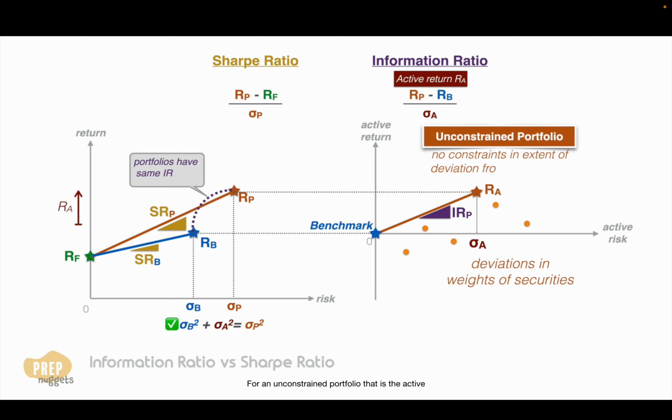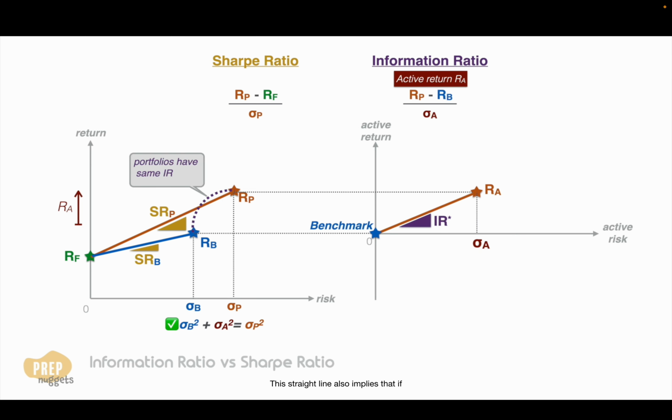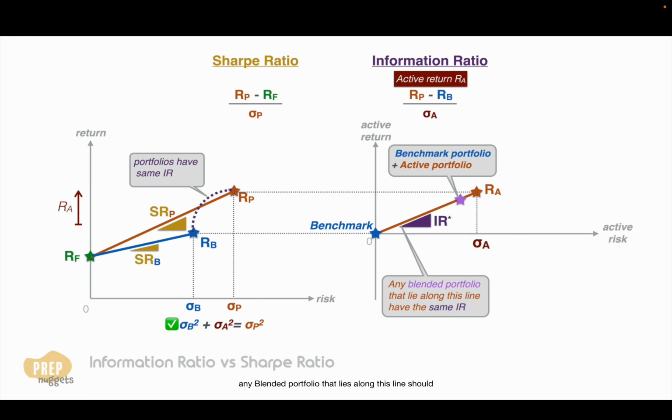For an unconstrained portfolio, that is, the active manager has no constraints in extent of deviation from benchmark, an optimal set of weights can be determined, such that the information ratio is maximized. This straight line also implies that if we combine an actively managed portfolio with an allocation to the benchmark portfolio, the resulting blended portfolio will have the same information ratio as the original actively managed portfolio. Any blended portfolio that lies along this line should have the same IR.